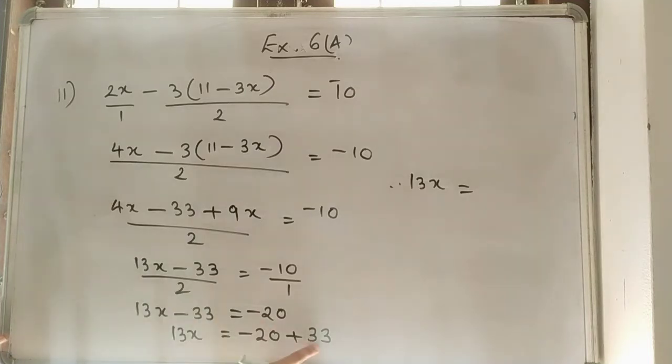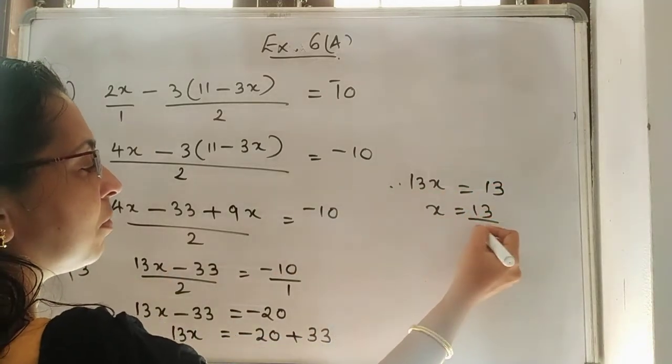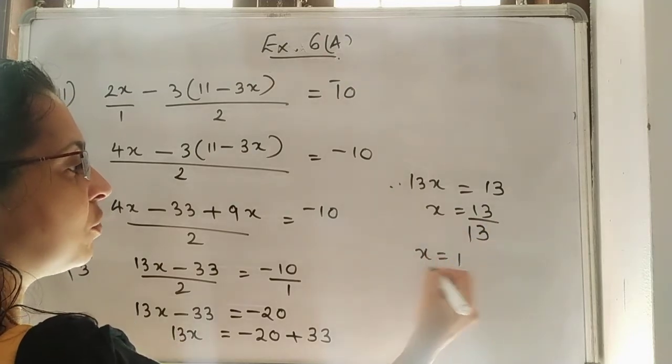One sign is positive, the other is negative, so subtract and put the bigger number's sign. It will be 13 itself, positive 13. So x is equal to 13 by 13. So x is equal to 1.